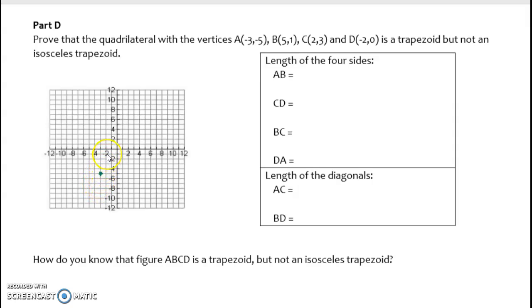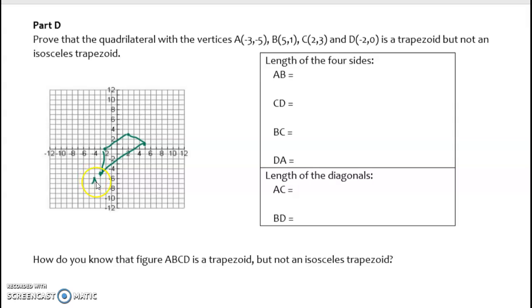That's A. B is going to be at 5, 1. C is going to be at 2, 3. D's at -2, 0. Interesting shape. Connect them up. Definitely does not look like a parallelogram.